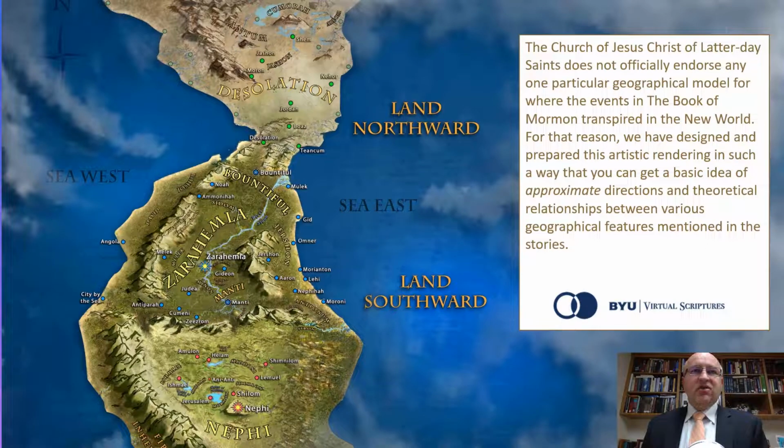Now, the Book of Mormon map right up front does not purport to be the official map of events and locations in the Book of Mormon. The Church of Jesus Christ of Latter-day Saints does not officially endorse any one particular geographical model for where the events of the Book of Mormon transpired in the New World. For that reason, we have designed and prepared this artistic rendering in such a way that you can get a basic idea of approximate directions and theoretical relationships between various geographical features mentioned in the stories.